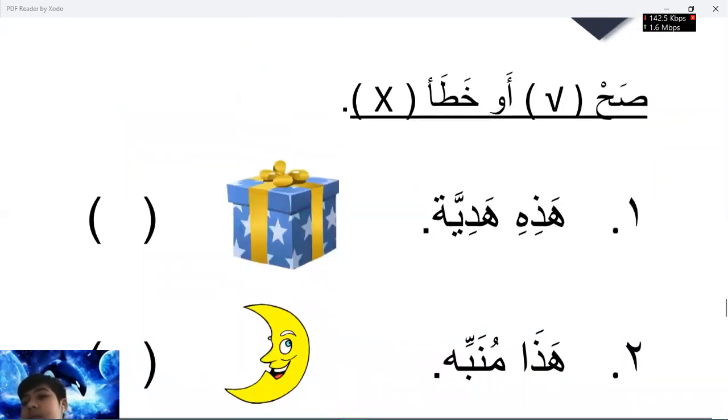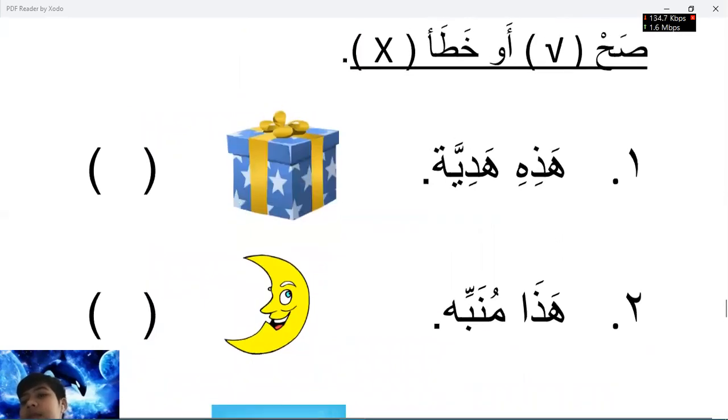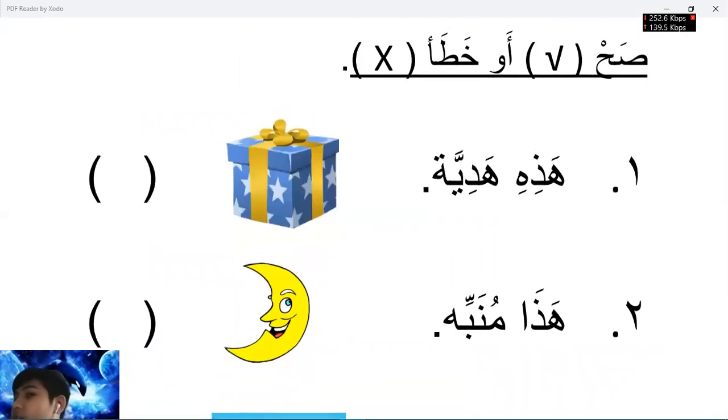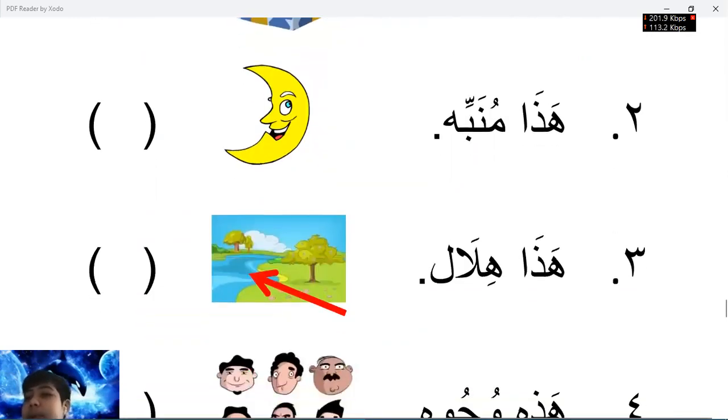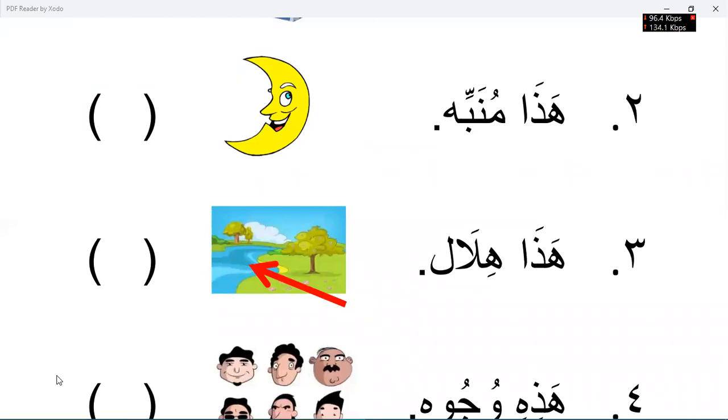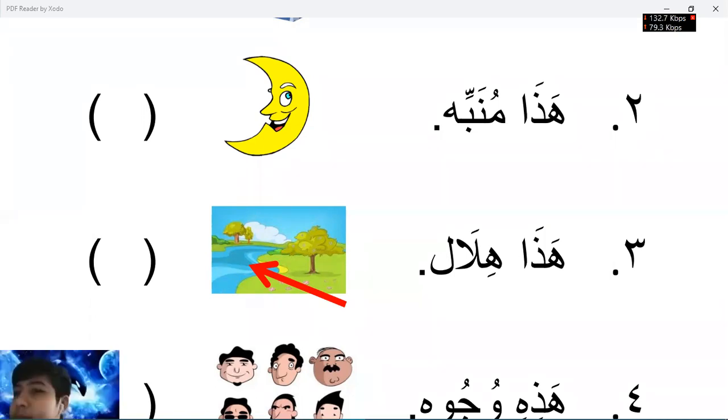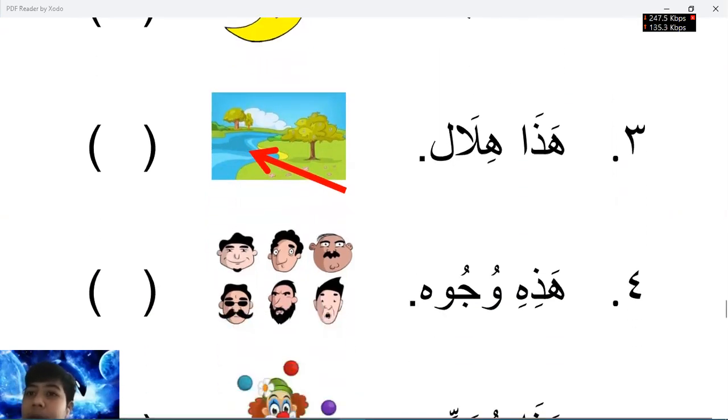Correct or wrong? Hadiyah. This is hadiyah, which is correct. Good. This is Munabbih. Munabbih is wrong. Munabbih is a clock, an alarm clock. Good. This Hilal is correct. Hilal is the new moon. Good.